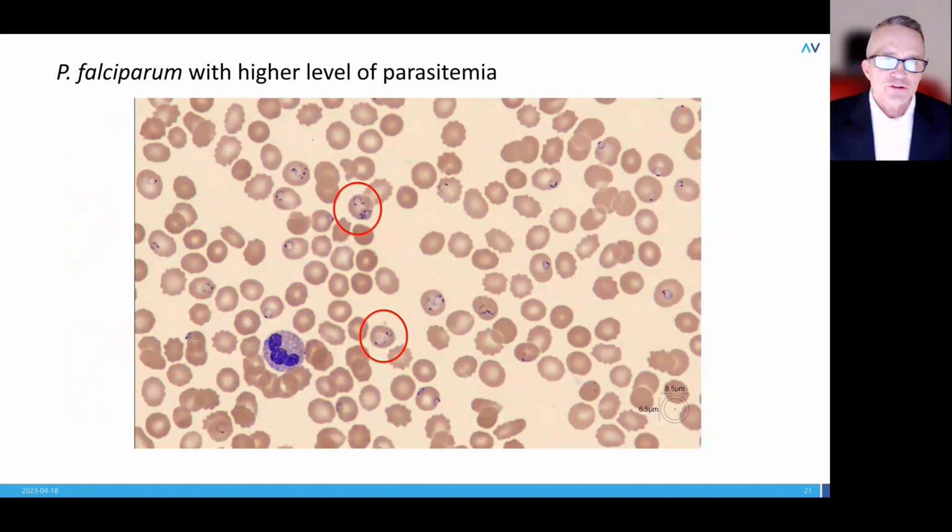Here's a different patient from the case patient, but I'm showing you this because it's a nice image, but also because the falciparum here is at higher concentrations. So the level of parasitemia appears to be increased, which, as we mentioned, is very significant in terms of the clinical outcome.